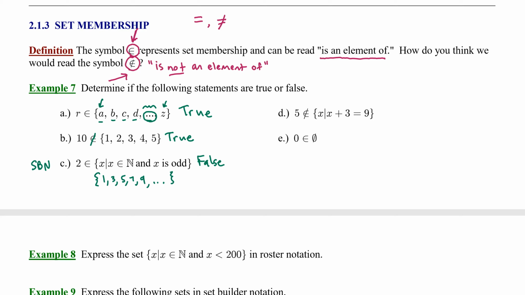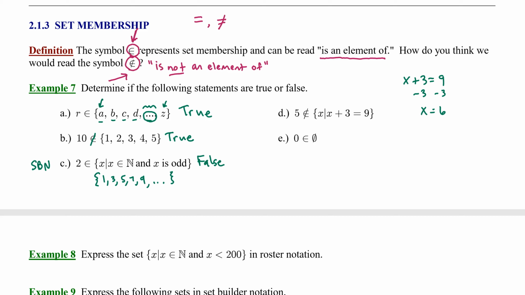Moving on to example D. We read, 5 is not an element of the set of all x such that x plus 3 equals 9. Now I'm going to throw a little bit of algebra at you here. Don't worry, we're not going to do much algebra in this class, but I think you can handle this one. If I look at the equation x plus 3 equals 9, I can solve that equation by subtracting 3 from both sides, and I end up with the solution x equals 6.